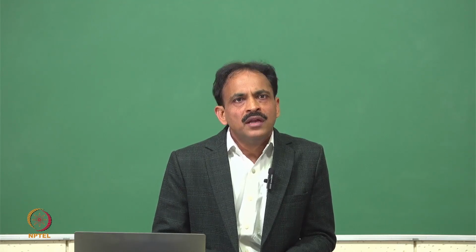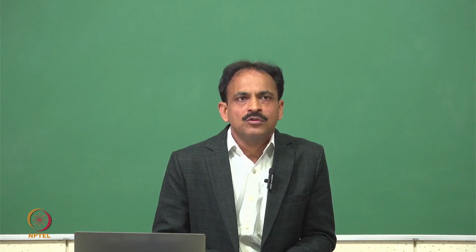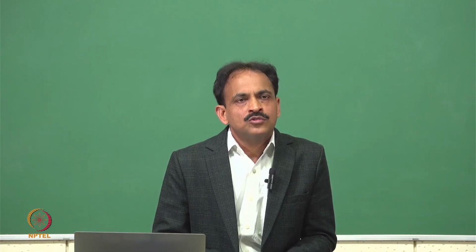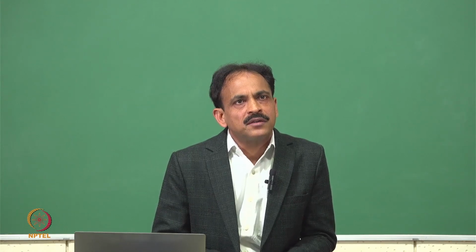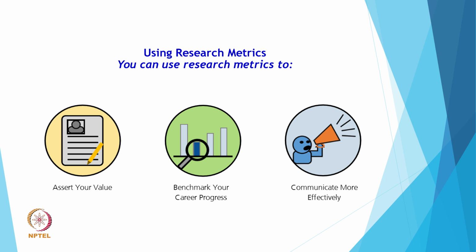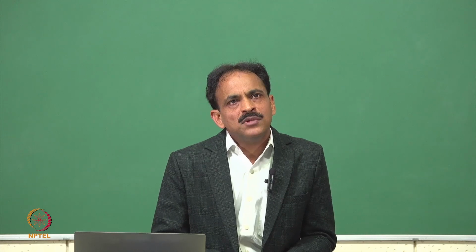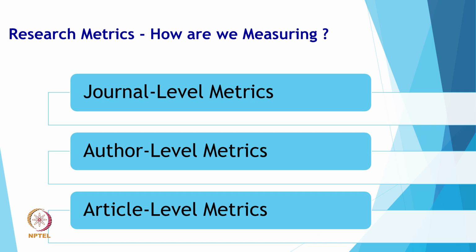However, any one metric only tells a part of the story, and each metric also has its limitations. So each of these metrics has a specific impact. Using research metrics, you can assert your value, you can benchmark your career progress, you can communicate more effectively, and so on. Now, some of the more common metrics and tools you can use to measure research impact are journal level metrics, author level metrics, and article level metrics.